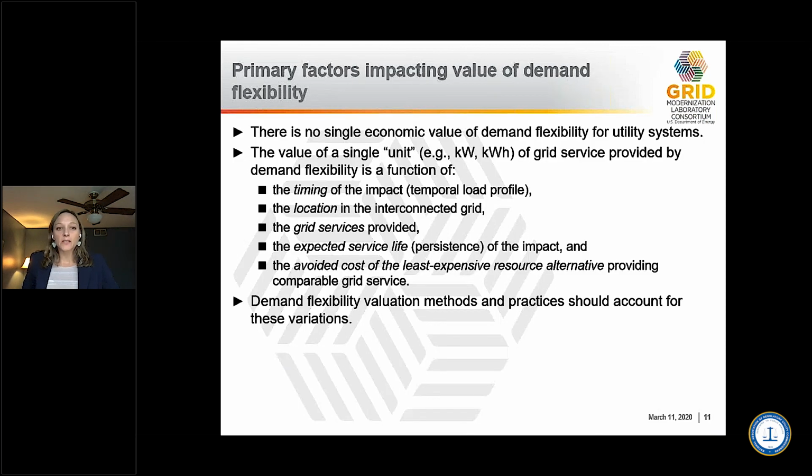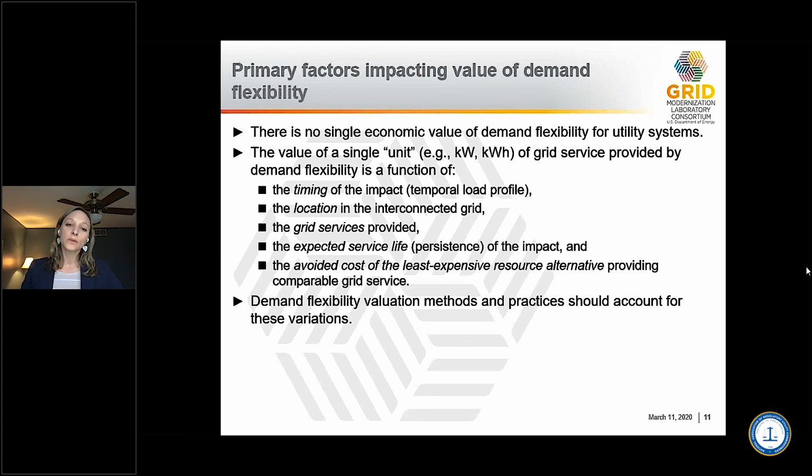There we go. Okay, so there are many value streams that need to be considered when you're valuing demand flexibility, including the time and the location and the grid service, the expected useful life, and the avoided cost of the next least expensive resource alternative. The economic value of demand flexibility for grid services has to be established through planning processes that address these factors. Traditionally, the economic value of efficiency and demand response and other DERs has been determined by using the avoided cost of conventional resources that provide the identical utility system service.